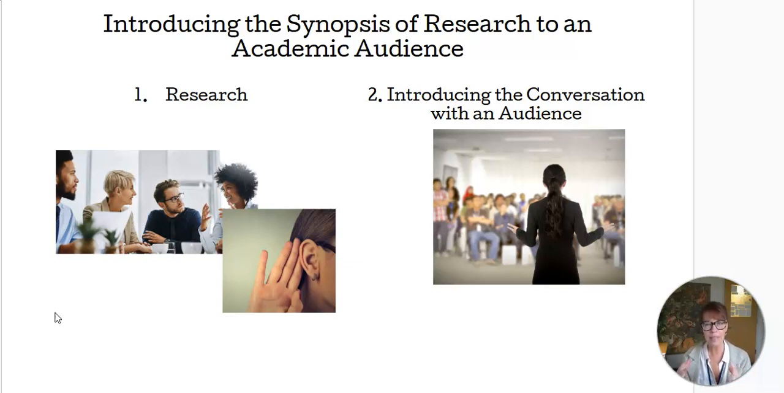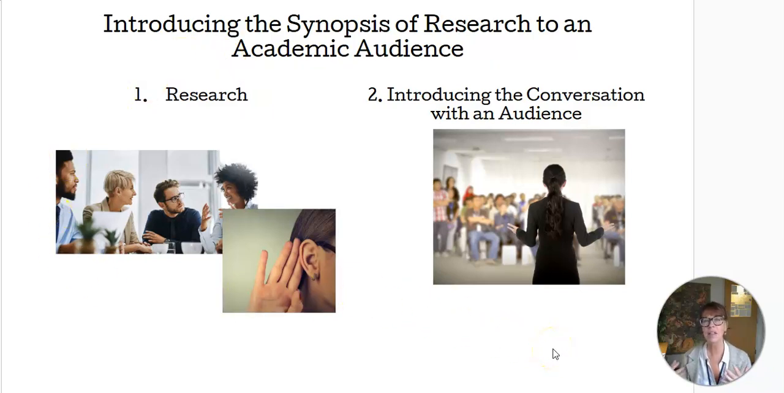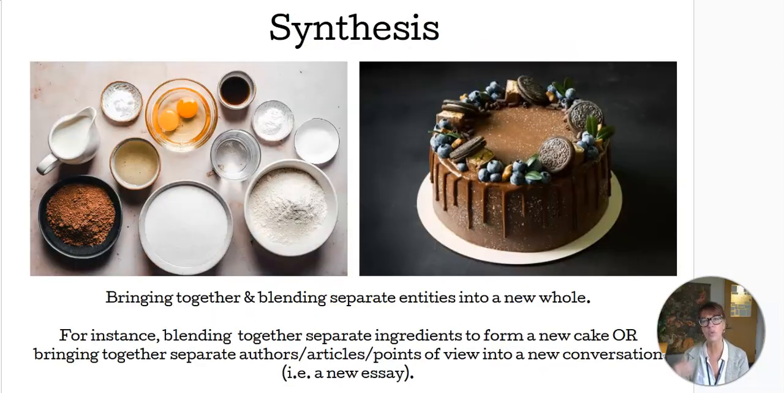We are gathering them together. We're identifying them and listening to what these authors have written, what they have to say. We're bringing them together in one project, into one conversation. And then we are simply going to introduce what we have done, introduce what we have found, to an academic audience. And in doing that, this requires an act called synthesis. And I'm emphasizing this word, this concept, because it is one of the outcomes of this course, being able to synthesize different ideas into a new whole, into a new argument.